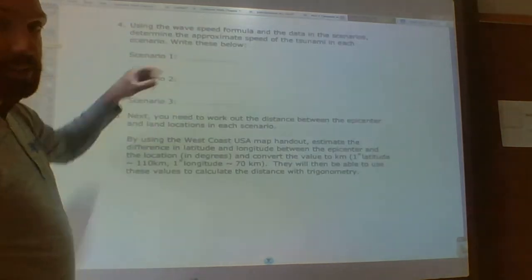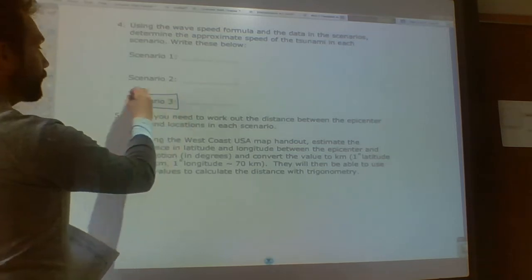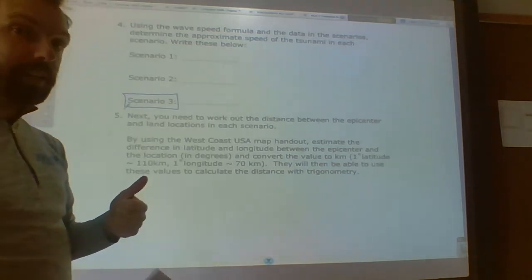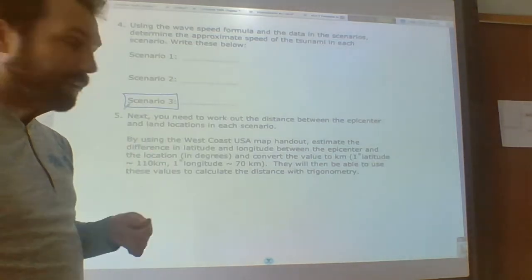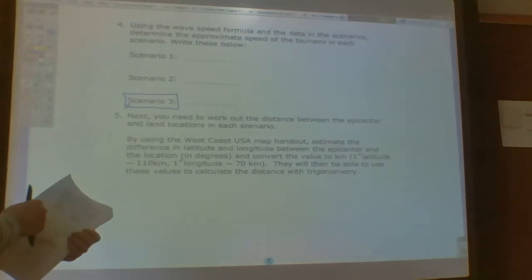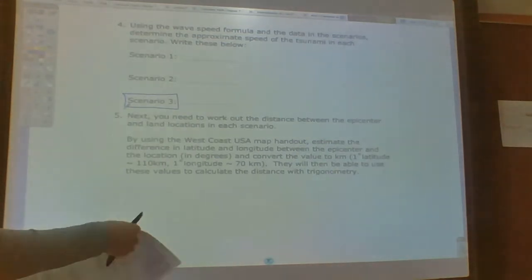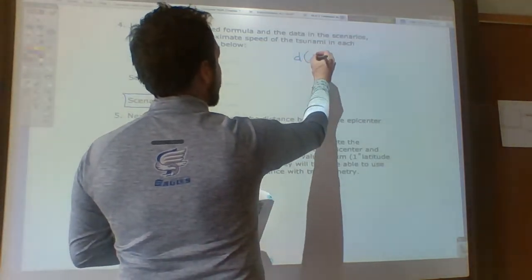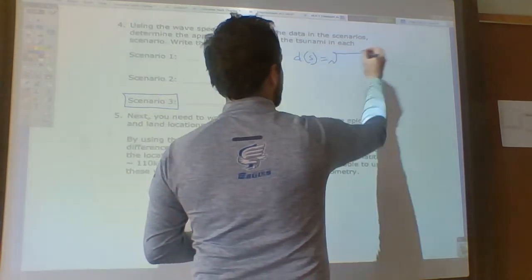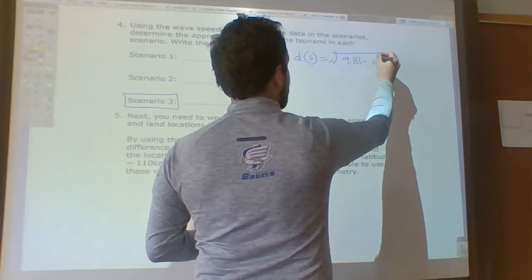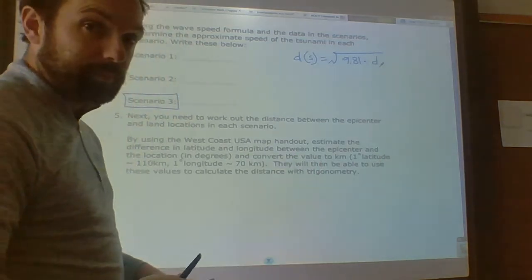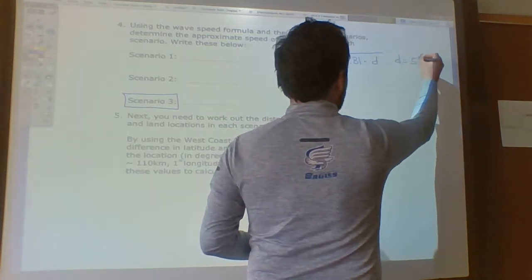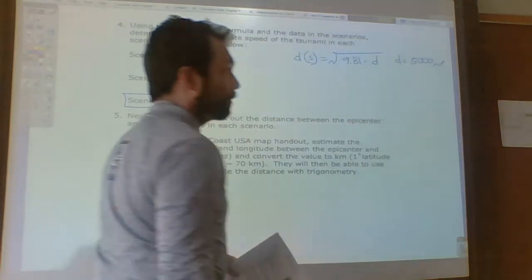On to step 4. Our first goal, we need to figure out how fast is this wave moving. That's going to be our first key to determining how long these people have to react to the tsunami. So we're going to use our wave speed formula. You can grab that from the gray box. Our wave speed formula is the square root of 9.81 times our depth. Now the depth I got from my scenario description. My depth for my scenario is 5,000 meters.